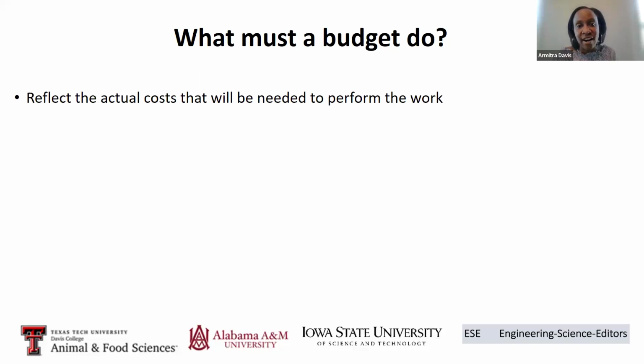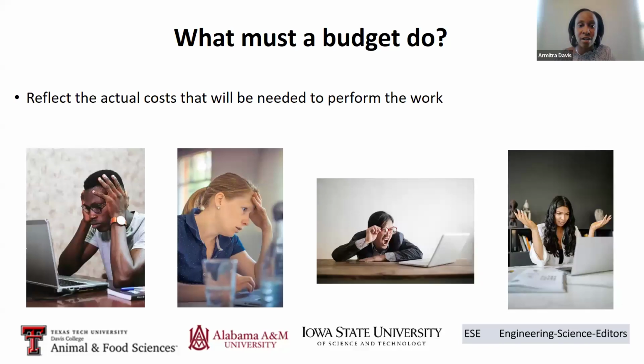The one that's very, very important, all of these are important, but it must reflect the actual costs that will be needed to perform the work. If not, this will be you, should the work be funded. If we don't make sure that our costs reflect the work that we told the funding agency that we're going to do, we as researchers or PIs or co-PIs will be left trying to figure out, what do we do now?